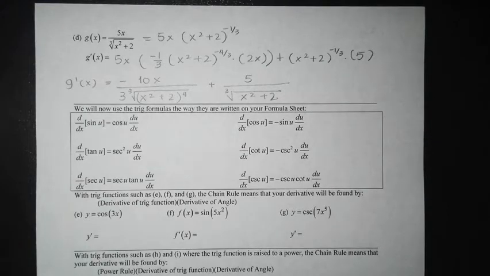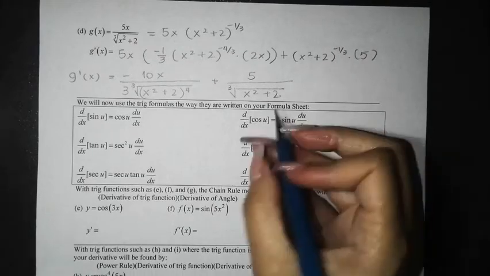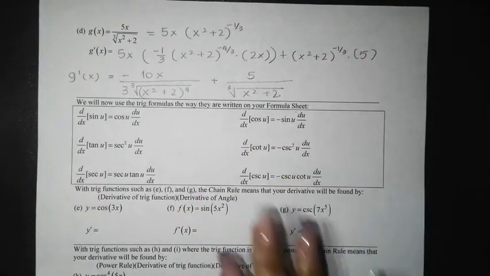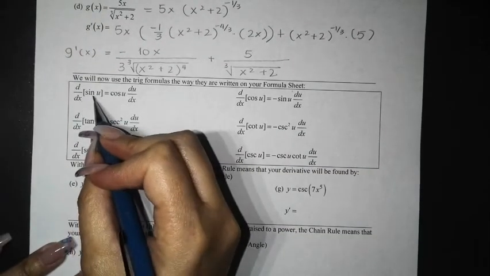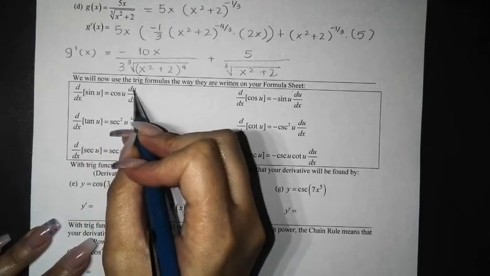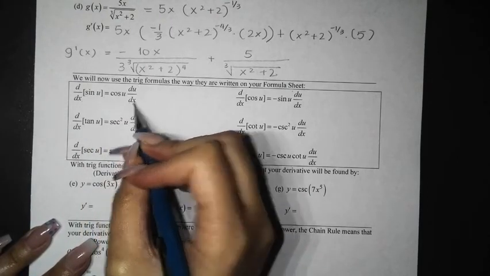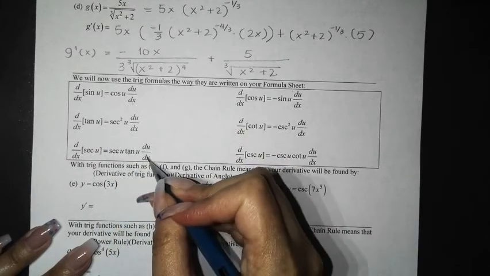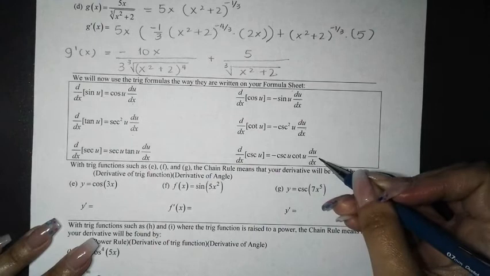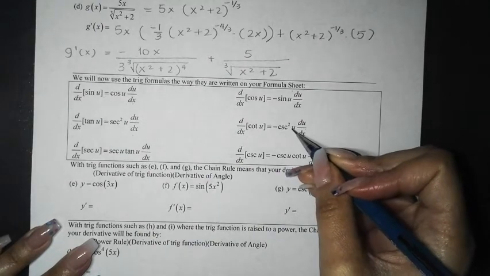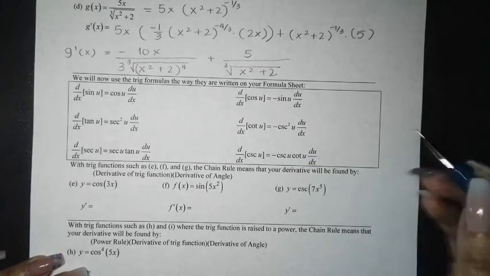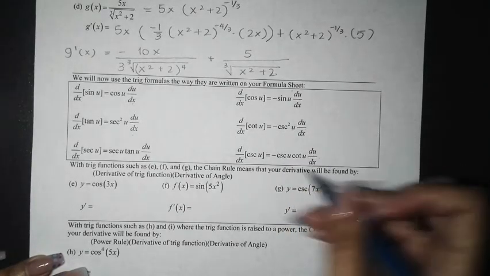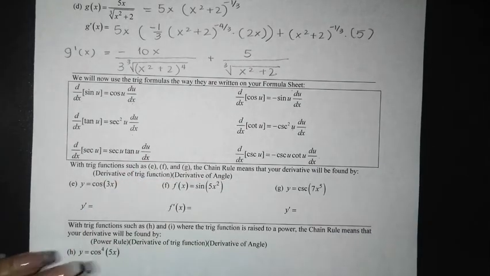Now we will use the trig formulas the way that they are written on your formula sheet. And now you're going to understand why they are in this way in your formula sheet. You have that the derivative with respect to x of sine of u is going to be cosine of u du dx, having here the chain rule. Same here, here, here, and here. So you need to look at what you have inside, basically the parentheses, or the argument inside. You need to take the derivative of that. How? Let's do these examples.